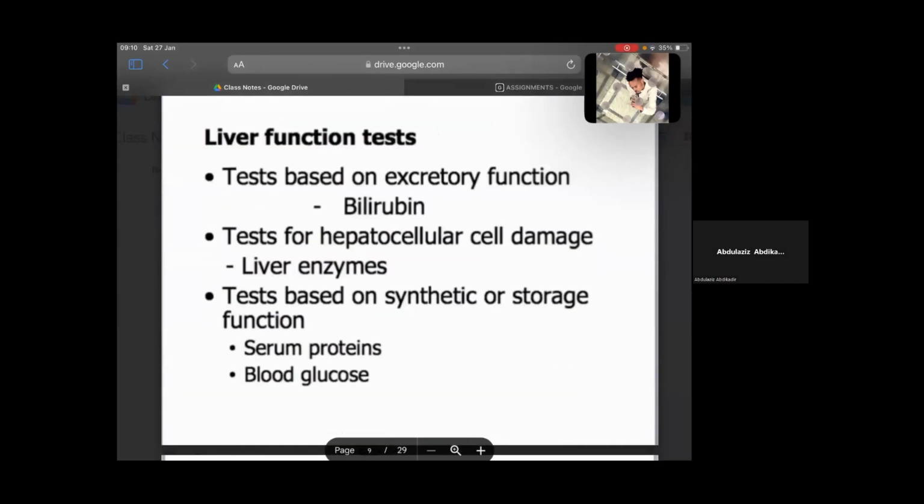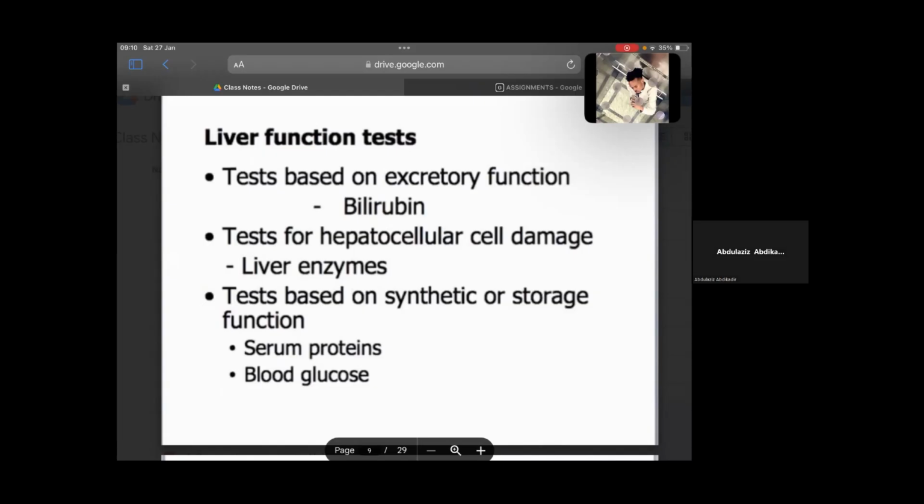So the liver function tests. Remember the functions of the liver. The test is based on the excretory function. You can check for the bilirubin. What will bilirubin show? Bilirubin will bring jaundice, and things like itching. Remember the signs of liver failure. You'll find itching. That's not for now, but you'll come across it later.